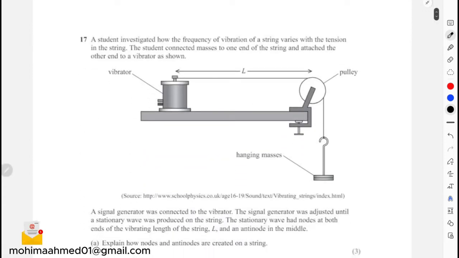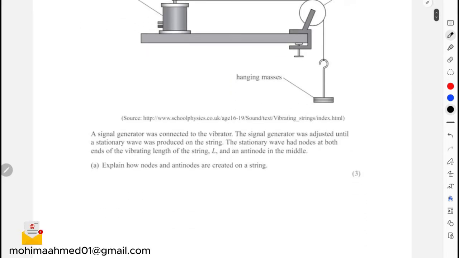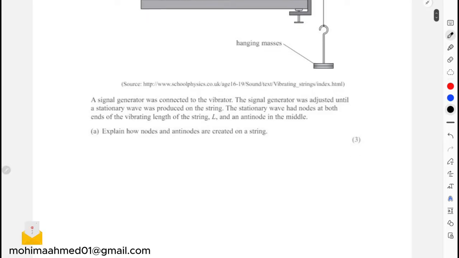It says the student investigated how the frequency of vibration of a string varies with tension in the string. The student connected masses to one end of the string and attached the other end to a vibrator as shown, and a signal generator connected to the vibrator. The signal generator was adjusted until a stationary wave was produced on the string. The stationary wave had nodes at both ends of the vibrating length of the string L, and an antinode in the middle.